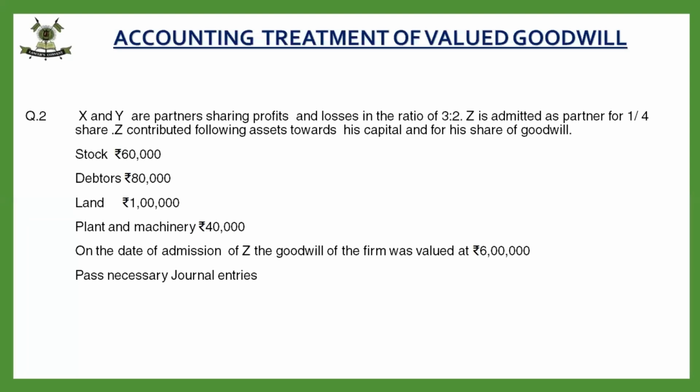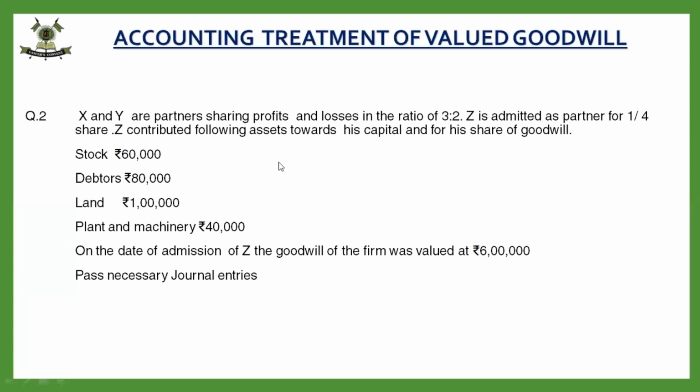Yes, children, they were sharing as X and Y. Correct answer, Sahaj, very good. X and Y are partners sharing profits in the ratio of 3:2. Z is admitted for 1/4 share. We discussed the first case. Fine. When only the new partner's share is given, and we are not told in which ratio he is acquiring the share or in which ratio the old partners are sacrificing, we are going to consider the old profit sharing ratio as the sacrificing ratio. So it is simply 3:2.